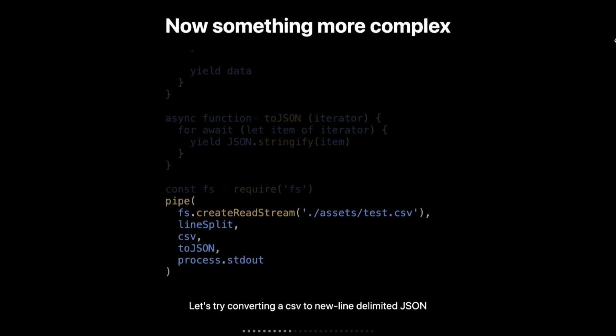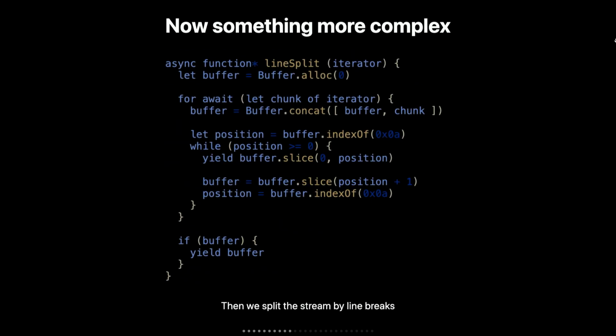So let's look at something more interesting. Let's write a CSV to JSON, a newline delimited JSON parser. First you just read the CSV file. You can get a read stream on that. And then this is a basic line split transform. So again, it takes the iterator. This uses a fairly unified pattern of it just is a function that takes a single argument, which is the iterator, and that's sort of the replacement of the pipe idea.